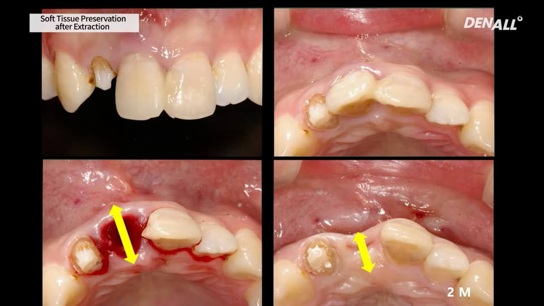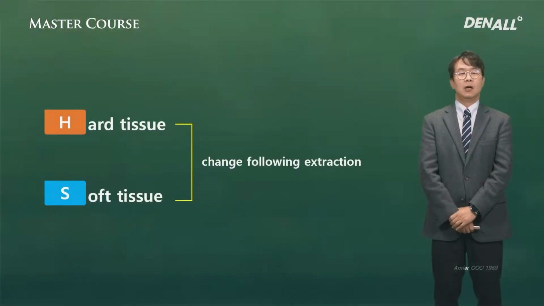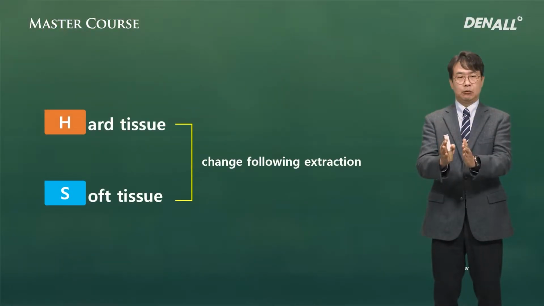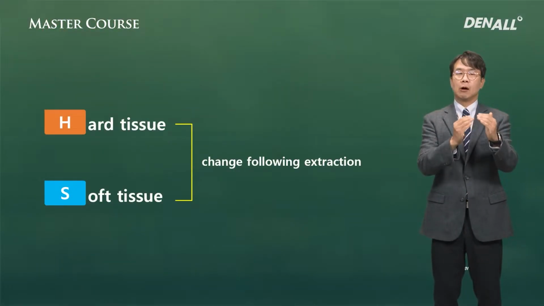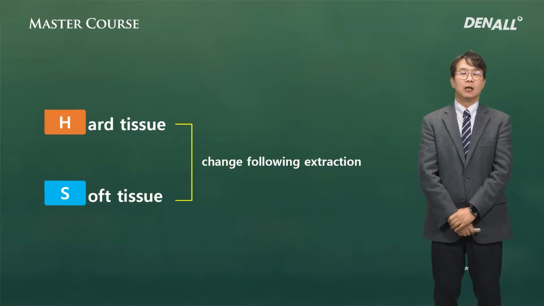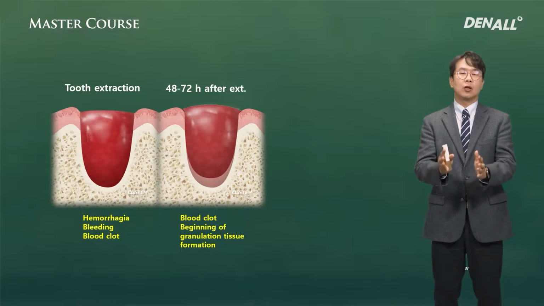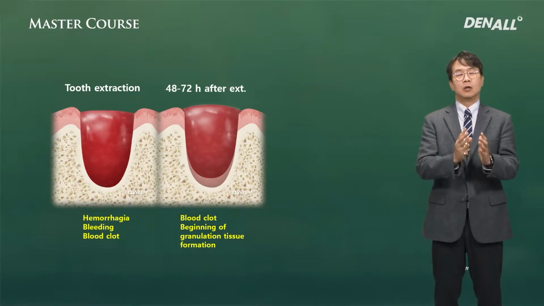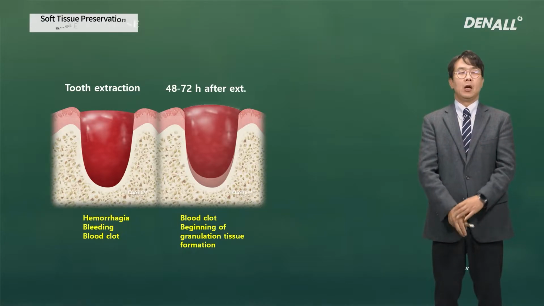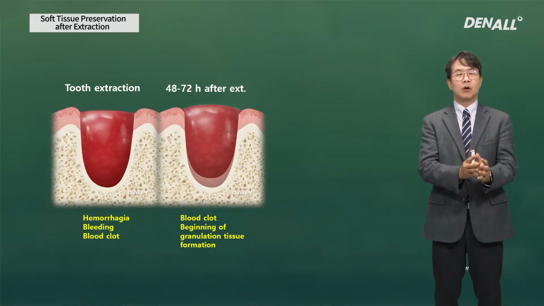The changes seem to be soft tissue changes outwardly, but hard tissue inside also changes. Therefore, after extraction, hard tissue and soft tissue change. How do they change after extraction? We can estimate what happens after extraction.